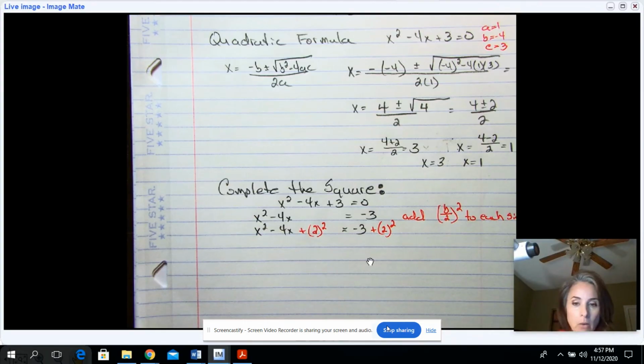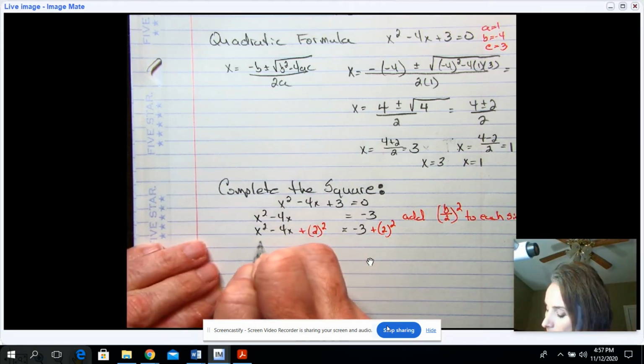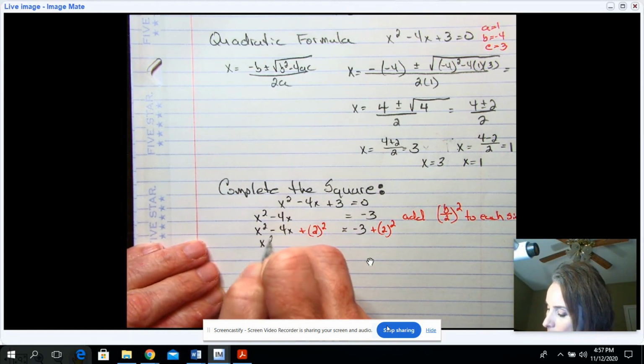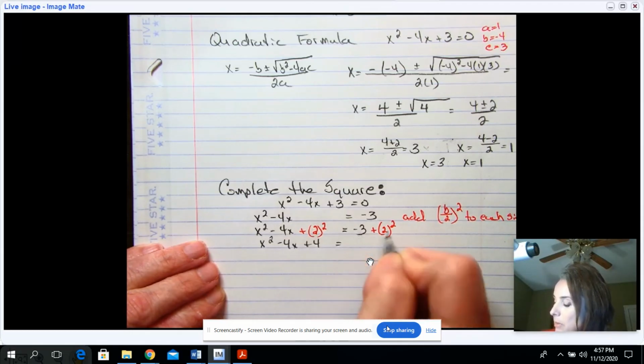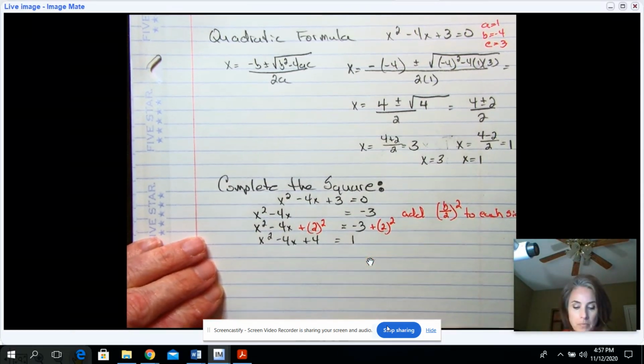All right, so now watch. Here's what we will do. Now you end up with x squared minus 4x plus 4 equals negative 3 plus 4, which is 1. All right. Now what?